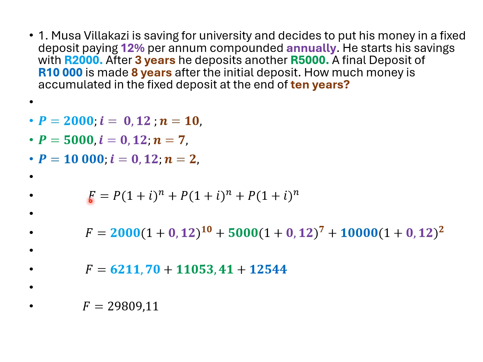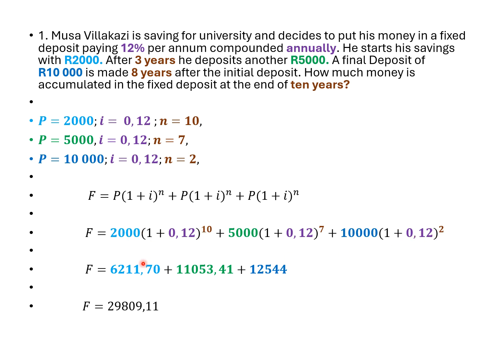So my future value equals P(1 plus i)^n for the first investment, plus P(1 plus i)^n for the second investment, plus P(1 plus i)^n for the third investment. My 2,000, the initial deposit, stayed there for 10 years, so 1 plus 0.12 to the power 10. 5,000 stayed there for 7 years, so that's 5,000 times 1 plus 0.12 to the power 7. Plus 10,000 times 1 plus 0.12 to the power 2.